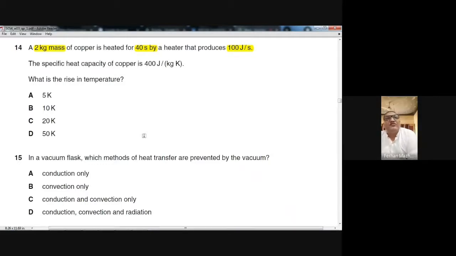So we were doing October, November 2003, paper 1. This is physics 5054. And we were discussing question number 14. A 2 kg mass of copper is heated for 40 seconds by a heater that produces 100 joules per second. The specific heat capacity of the copper is 400 joules per kg per Kelvin. What is the rise in the temperature?